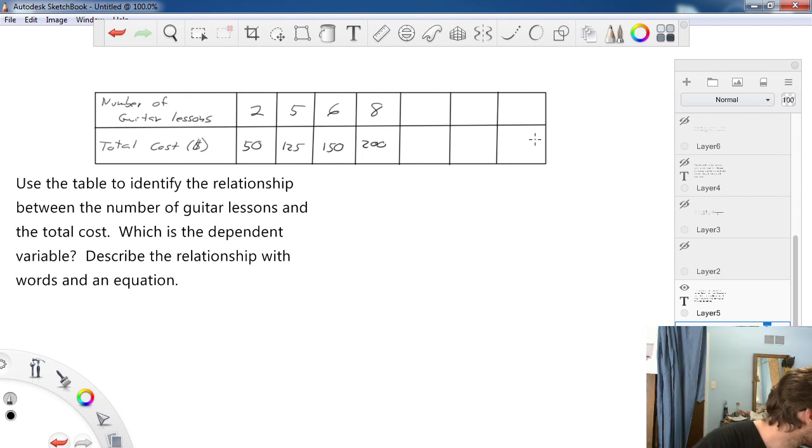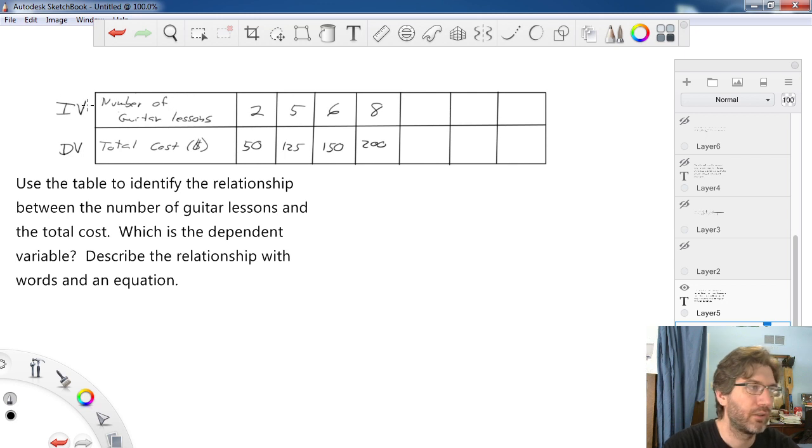That's today's stuff. We'll do it today. It's not hard. You'll be able to do it after we're done with the examples here. So here we want to use the table to identify the relationship between guitar lessons and the total cost. We've already identified that this here is your dependent variable and this here is your independent variable. Right? Number of guitar lessons is going to determine the cost. If I buy 2, then I spend 50. If I buy 5, I spend 125.